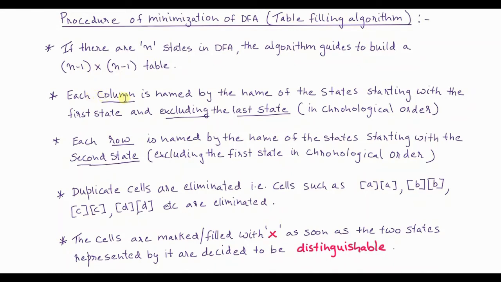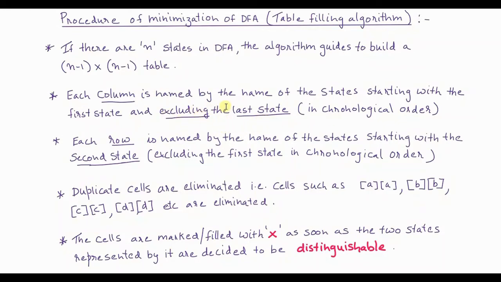Each column is named by the name of the states, starting with the first state and excluding the last state. Whenever I say last state, it does not mean the final or accepting state. You go chronologically, or alphabetically, through the names of the states. Whichever state chronologically happens to be the last, that will be excluded, and all other states will be included. That's called chronological order.